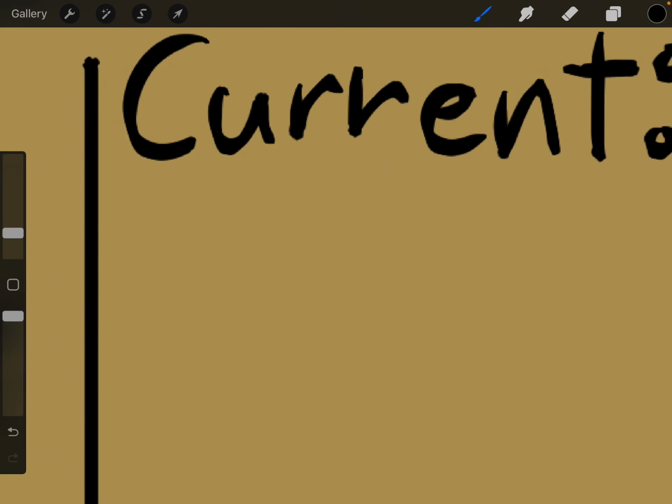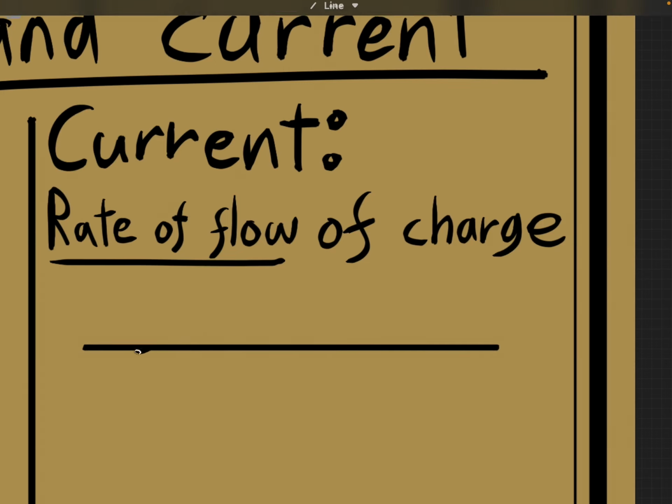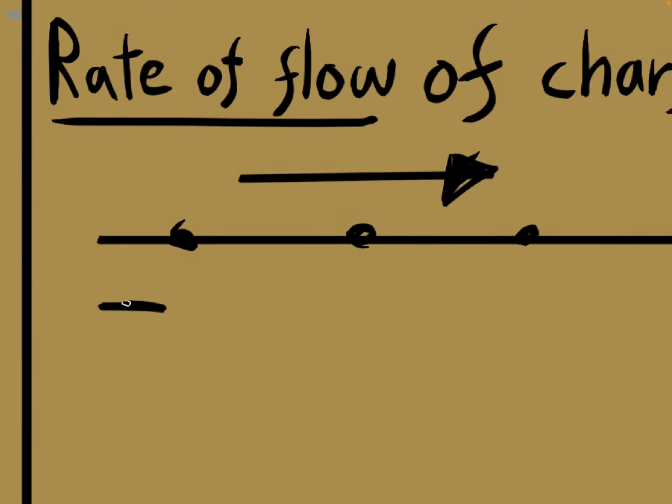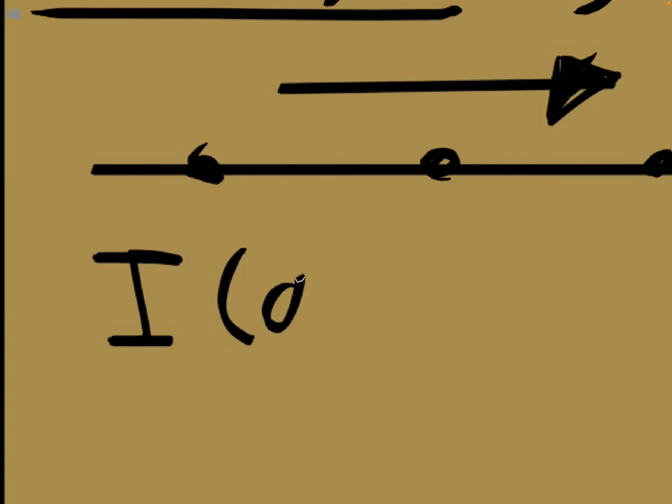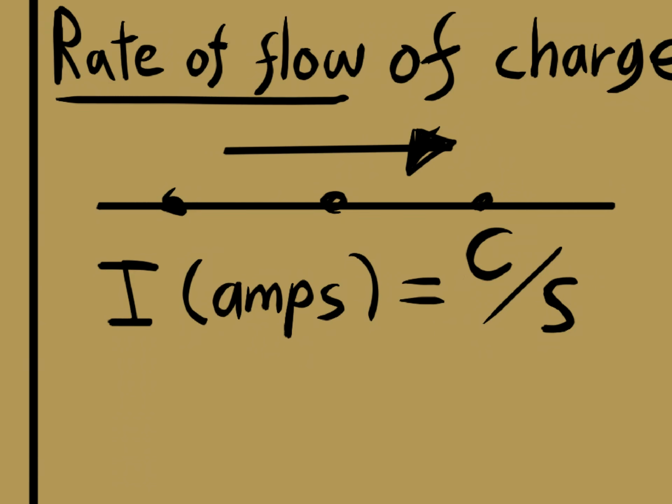Now we move on to current. Current is simply the rate of flow of charge, or how fast charge is moving through a conductor. Now in maths, we often represent current with an I. The reason why we don't use C for current is because it's already used for capacitance. And the unit of measurement that we use for current is amps. Now, 1 amp is equal to 1 coulomb of charge per second.